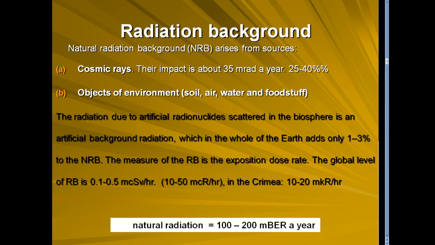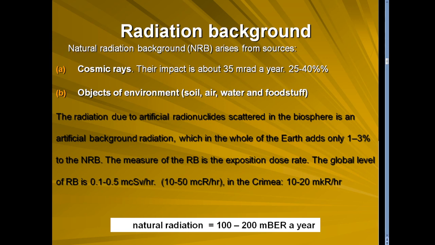And on this slide you can see the content of the natural radiative background. The main source is cosmic radiation, which gives up to 40% of all irradiation, and objects of the environment: soil, air, water, and foodstuffs. The radiation caused by artificial radionuclides scattered in the biosphere is an artificial background radiation, which adds only 1-3% to the natural radiative background as a whole.